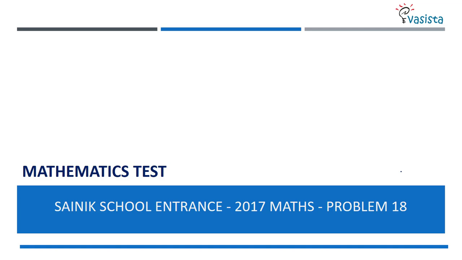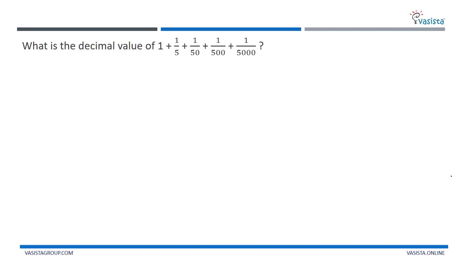Fine, now let us start working on problem number 18. What is the decimal value of 1 plus 1 by 5 plus 1 by 50 plus 1 by 500 plus 1 by 5000 is equal to? This is what we need to find.